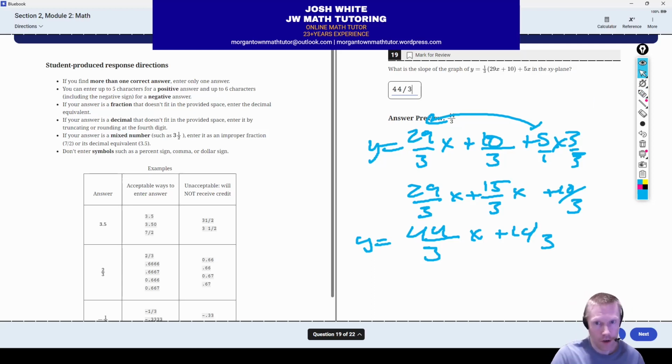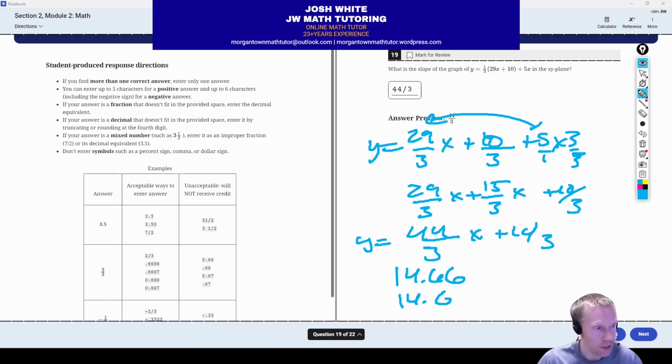You could also go ahead and enter it as the following decimals. You could also convert it and write it as 14.66 or 14.67. Okay, either one of these would be acceptable. In the first one, you're just truncating the decimal. Second one, you are rounding the decimal. Okay, and it basically will just round up.